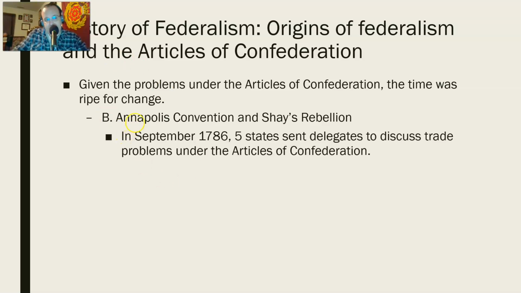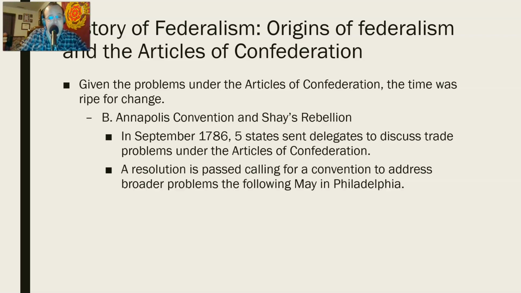So in 1786, only 5 states, that was what they could get, sent delegates to discuss the problems with the Articles of Confederation, especially in regards to trade. And they passed a resolution at this convention calling for another convention to discuss the broader problems other than trade the next May in Philadelphia. And this is what became the Constitutional Convention, and where we got the document that we have and cherish today.